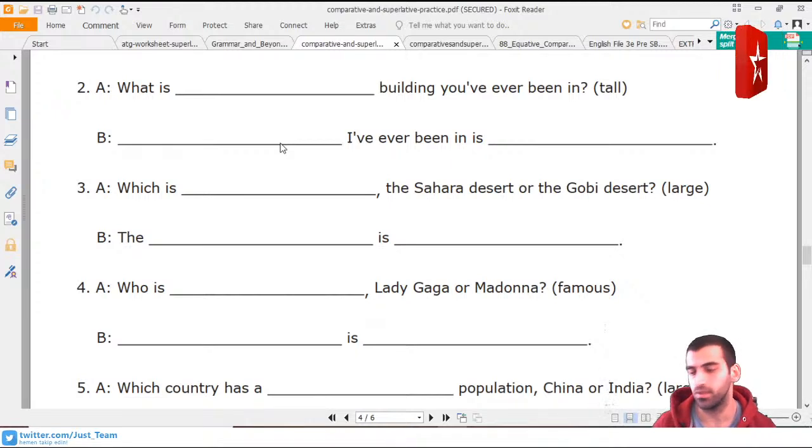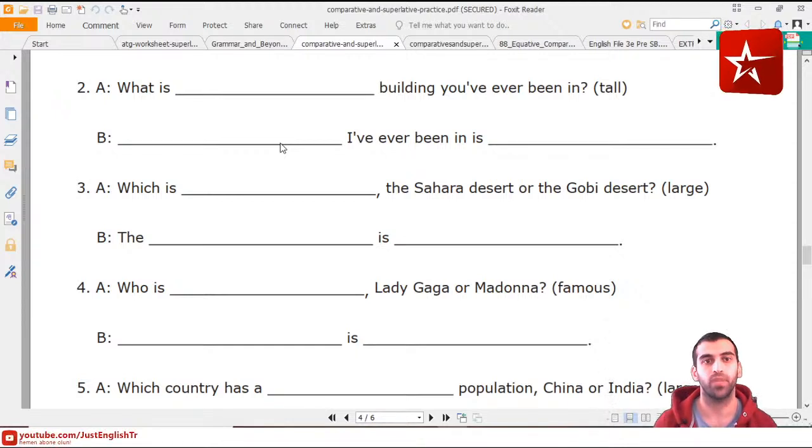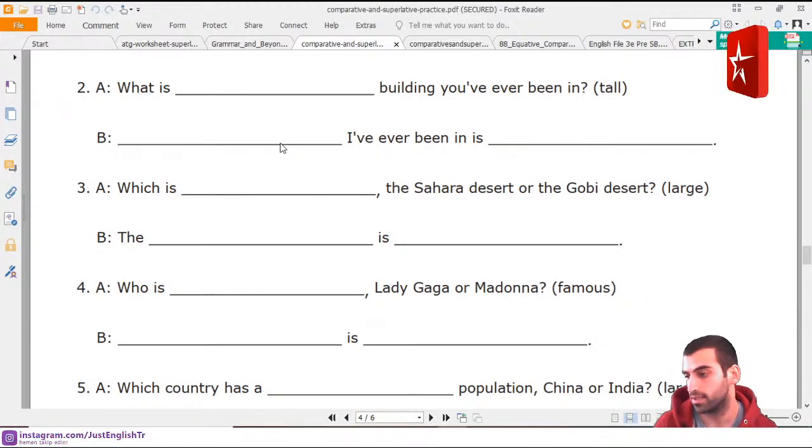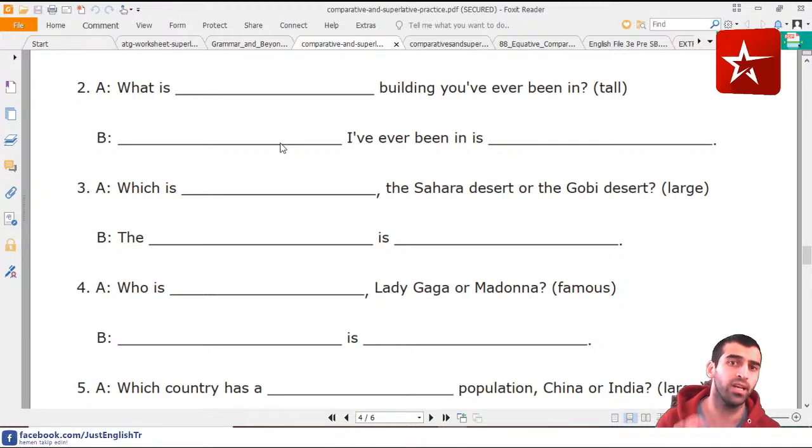I'm waiting for your comments to this sentence. For example, we can say the tallest building I've ever been in is Trump Tower. And Münevver says the tallest building I've ever been in is Galata Tower. Yes, could be. The tallest building I've ever been in is Galata Tower.